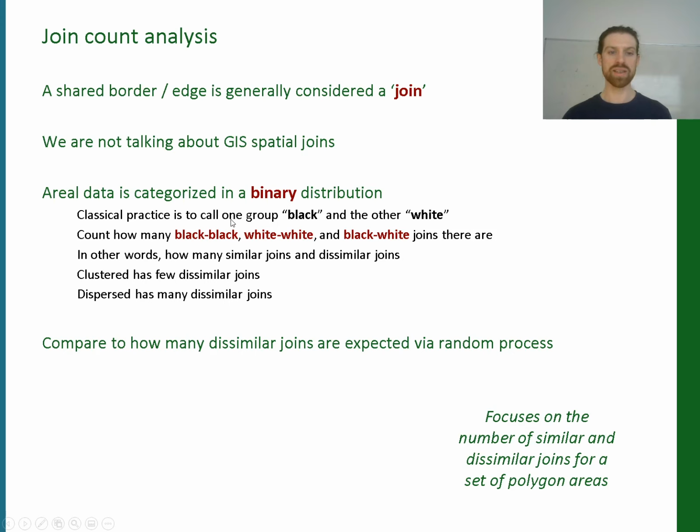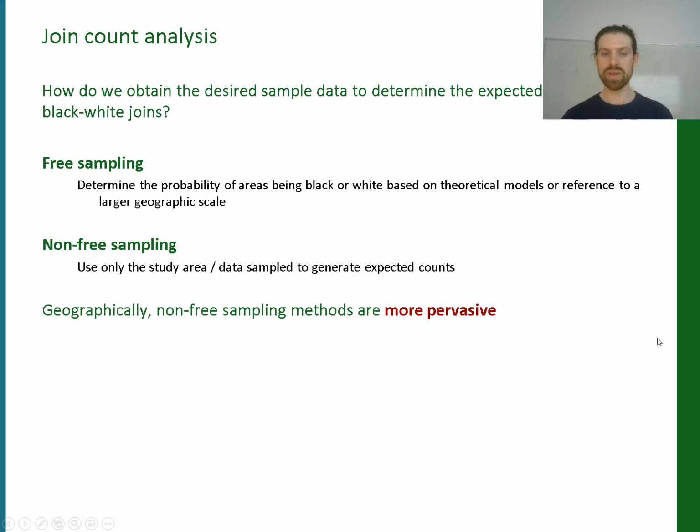So classical practice is to call one group black and one group white, count how many are black-black joins, white-white joins, or black-white joins, and how many are similar and dissimilar, and then understand the outcome, whether it's clustered or dispersed. So I think that should be reasonably okay for you.